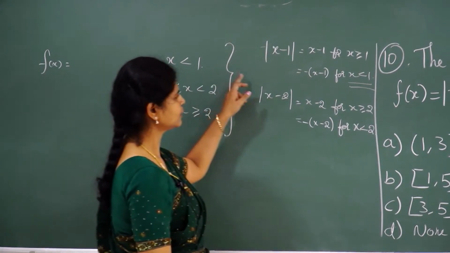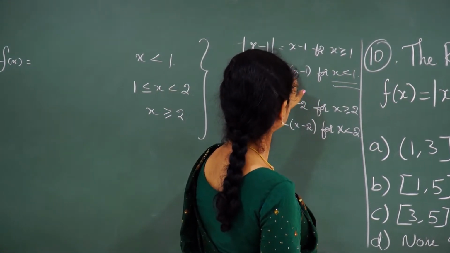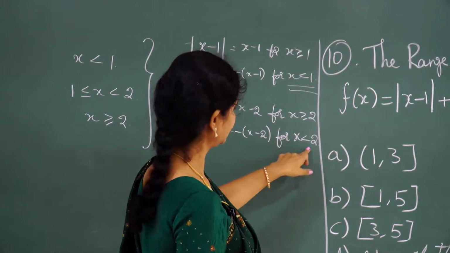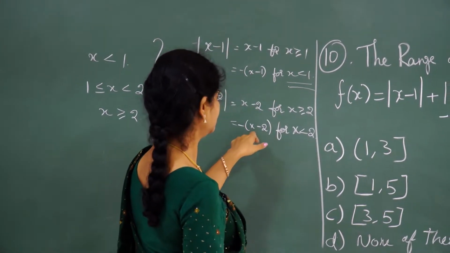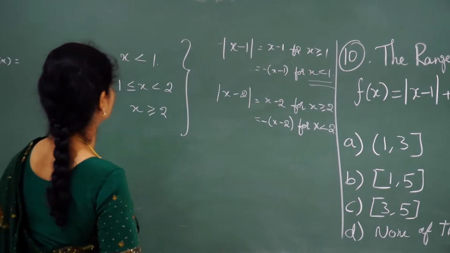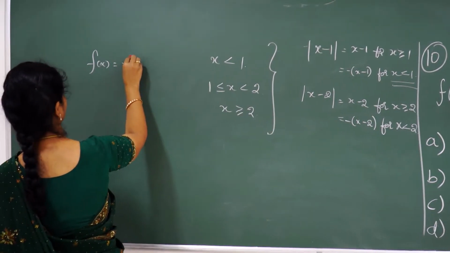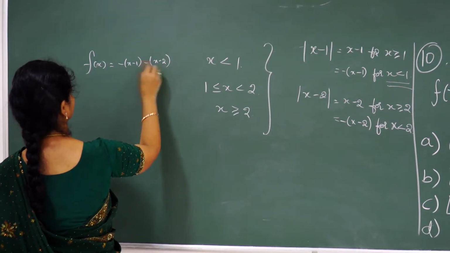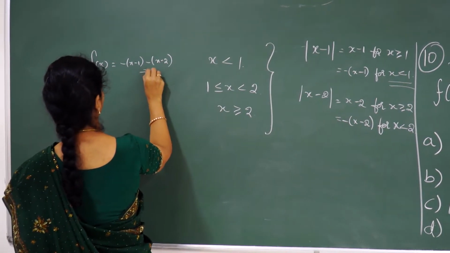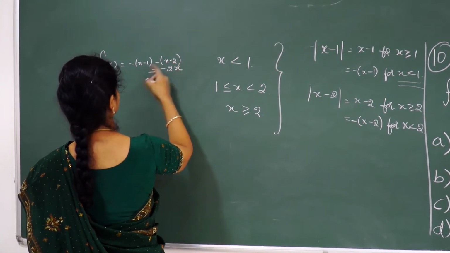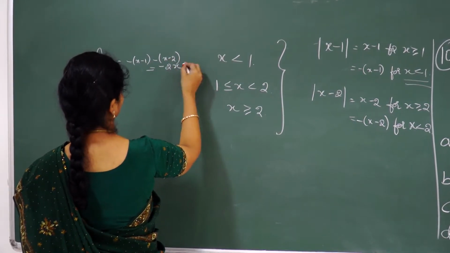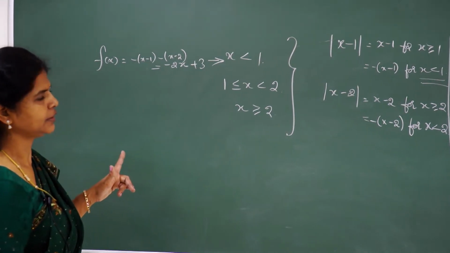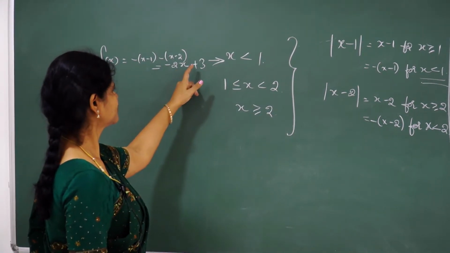First, for x less than 1 you get minus x minus 1. If x is less than 1, it is automatically less than 2, so you get here minus x minus 2. Adding these two functions you get minus of minus, so minus x minus 1 minus x minus 2. The answer is minus 2x, plus 1 plus 2, so plus 3. So for x less than 1 you get minus 2x plus 3.